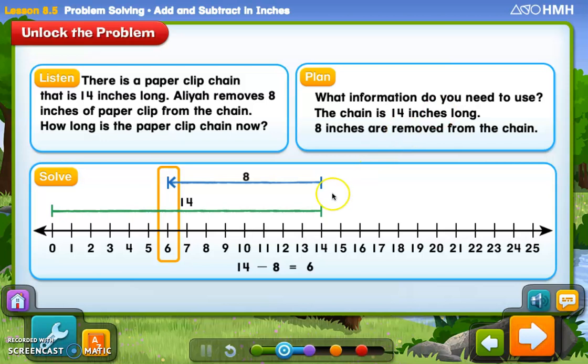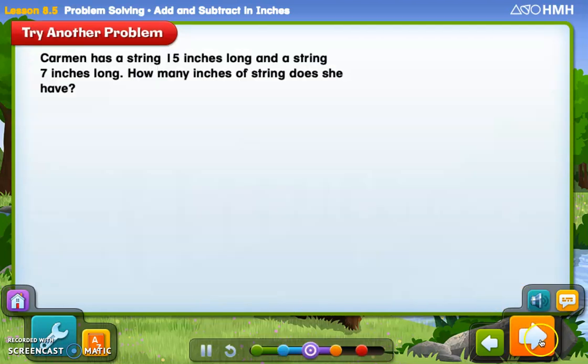So easily on the number line, you can go right to 14 because that's how long the chain was, and then you can go 8 spaces back. So 1, 2, 3, 4, 5, 6, 7, 8, and you land on 6. So you know that the chain is now 6 inches long. So a number line is a really good tool to use for problems like this.